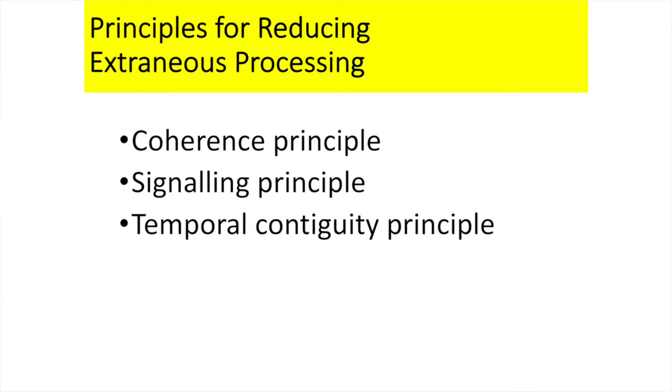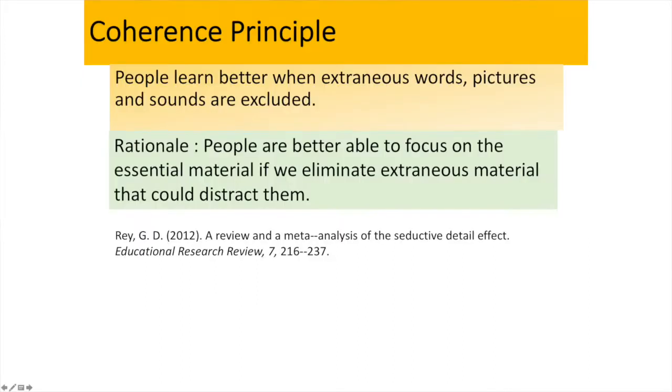So, principles for reducing extraneous processing. Extraneous processing brings in cognitive load. And the moment it's overloaded, the information cannot be processed optimally. That's the idea. So you want to reduce it. So there's something called the coherence principle, signaling principle, temporal contiguity principle. Again, the notes are given to you every time.